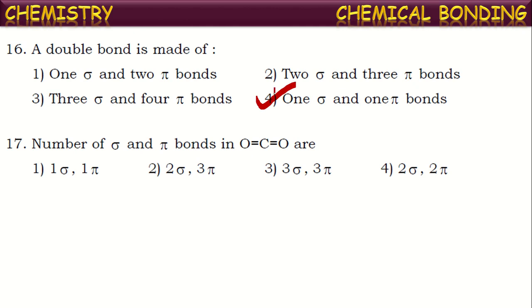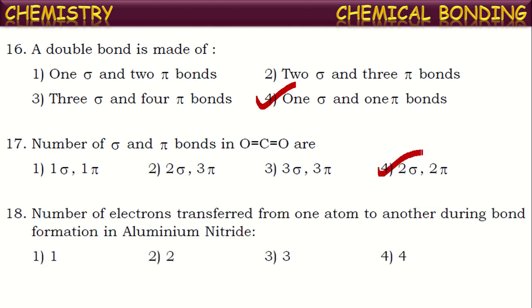Here also you have to consider between any two atoms, one will be a sigma bond, and the remaining additional bonds will be pi bonds. If you observe here, between carbon and oxygen there are two bonds. So one will be a sigma bond and the other one will be a pi bond. Here also in the same way, one sigma and one pi bond. So totally how many bonds are there here? Two sigma bonds and two pi bonds. Okay, this is correct.